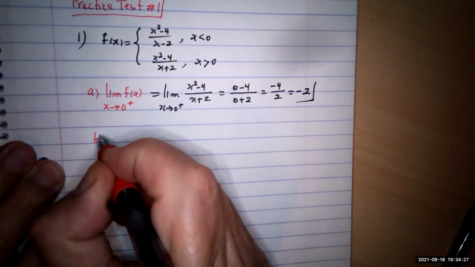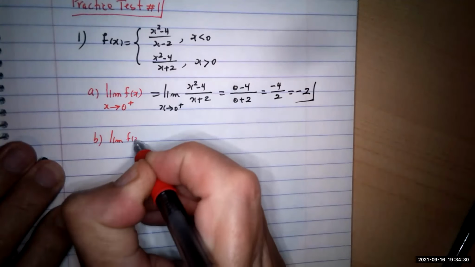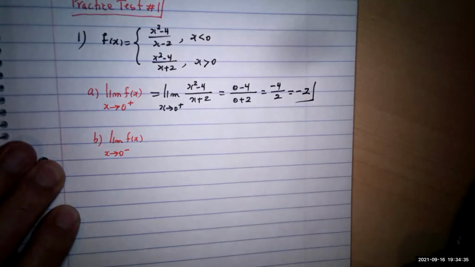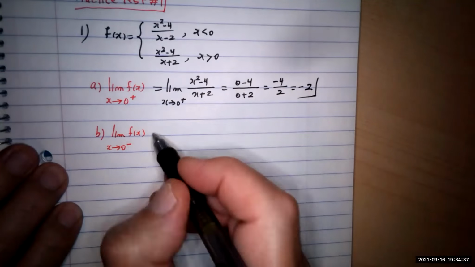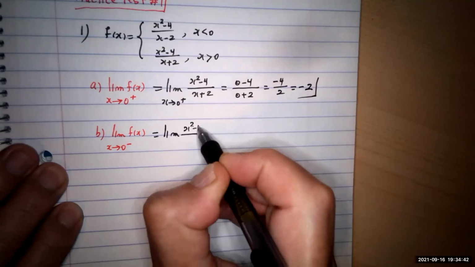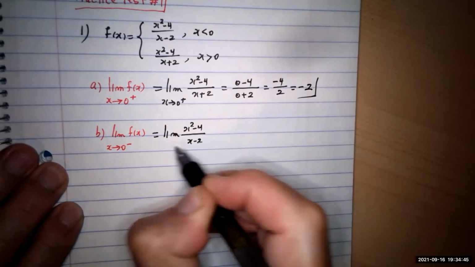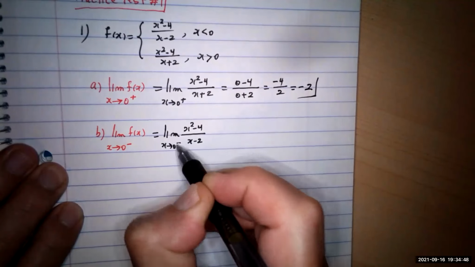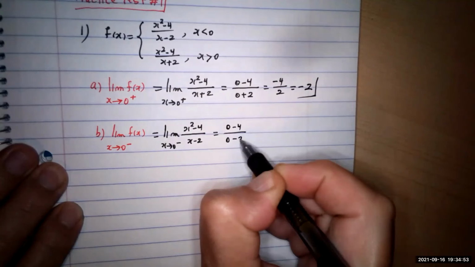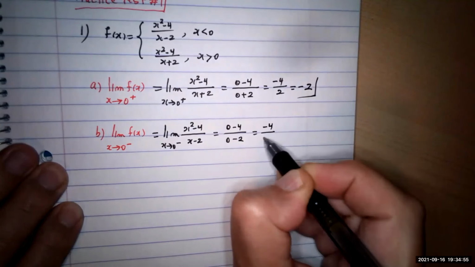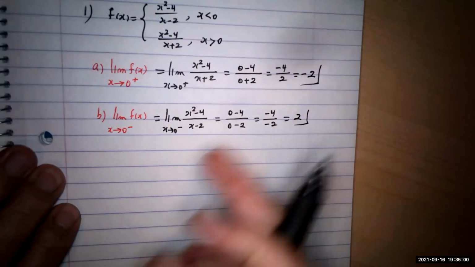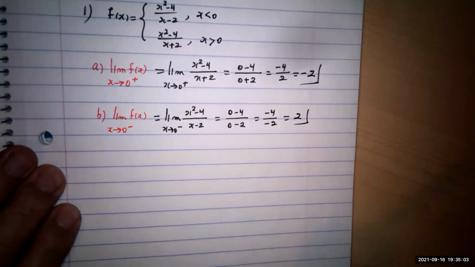Okay, the second part, they ask for the left limit of f of x. x goes to 0 negative. 0 negative means x is less than 0. So the function to be used is going to be the first part. So the limit of x squared minus 4 over x minus 2 this time, x goes to 0 negative. The number is 0: 0 minus 4 over 0 minus 2. So that gives negative 4 over negative 2. The result, 2. That's it. The right and the left limits are different, so the limit does not exist.